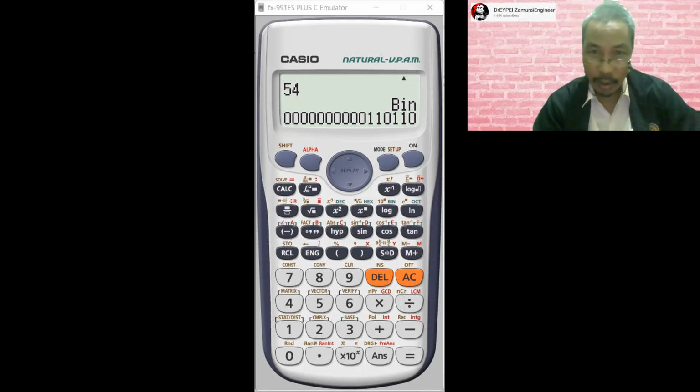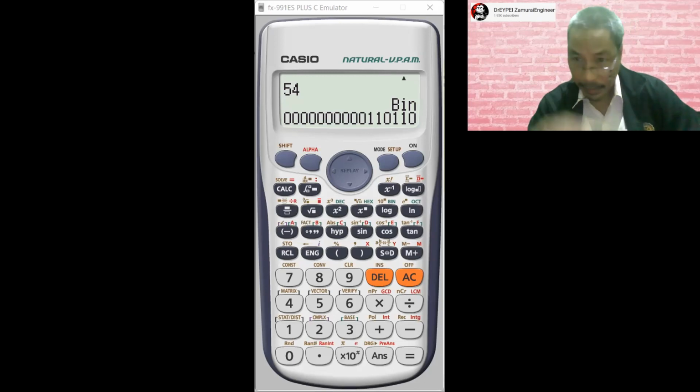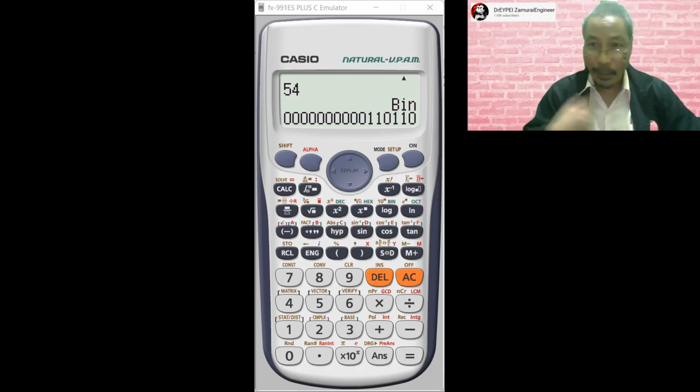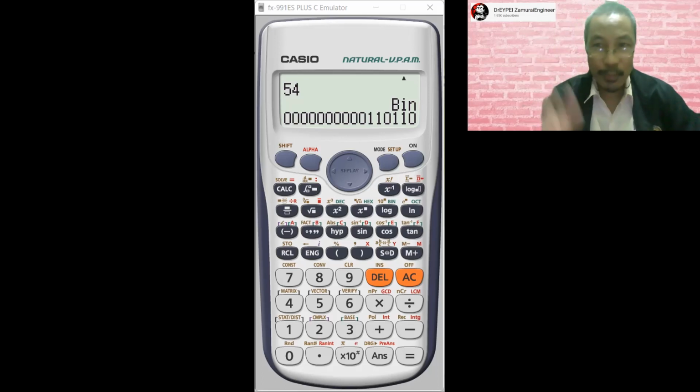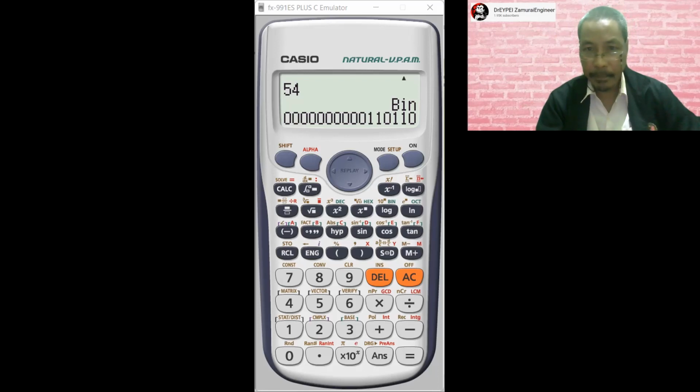So let us go back to the screen. That is how we do it manually. It is even faster for me to do it manually rather than with the calculator, because I am not practicing using the calculator. That's why you have to practice using the calculator. Okay. Important thing, you have to use your calculator always.